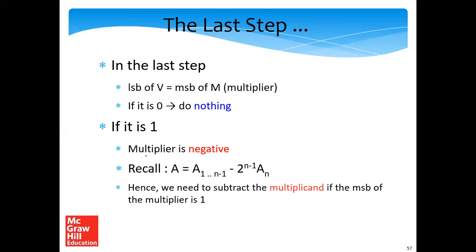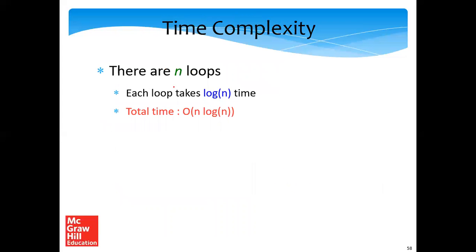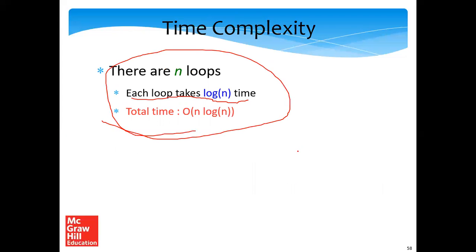Or if it is 1, it means the multiplier is negative. So what does negative mean? Like we discussed in the last class, a number is represented as the sum of bits minus 2 to the power n minus 1. So in the case of a negative number, we simply negate it like this formula. So there are n loops, each loop takes log n time, and the total complexity of this algorithm is O(n log n).